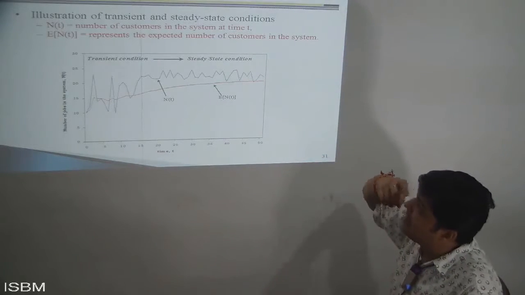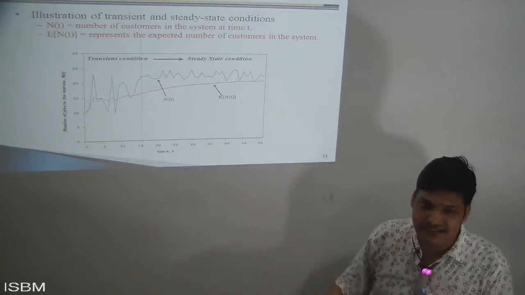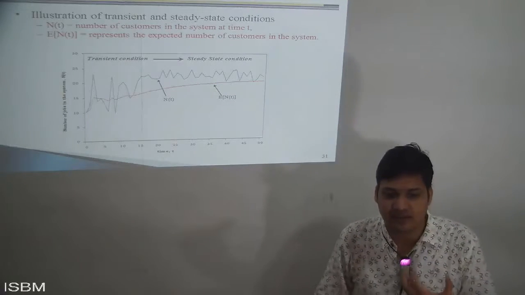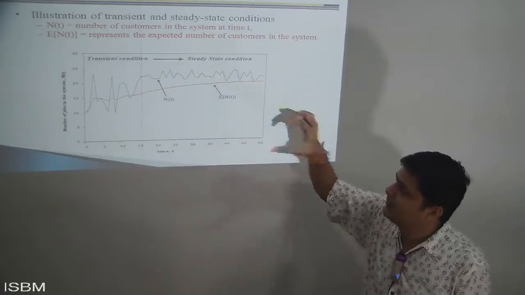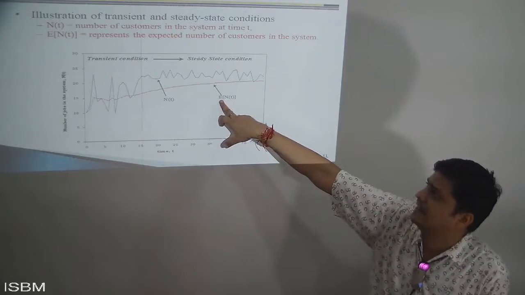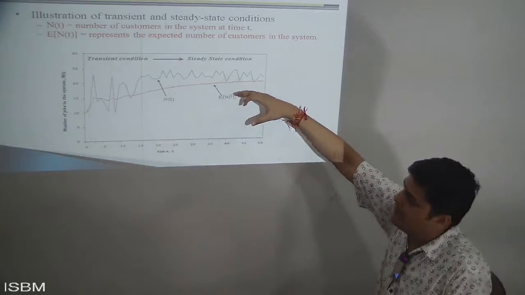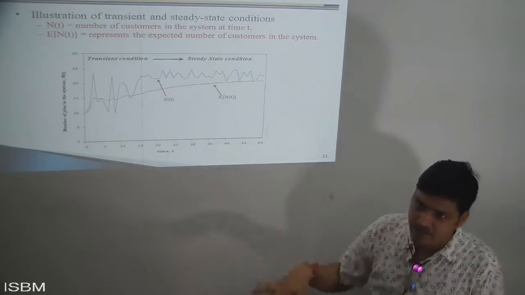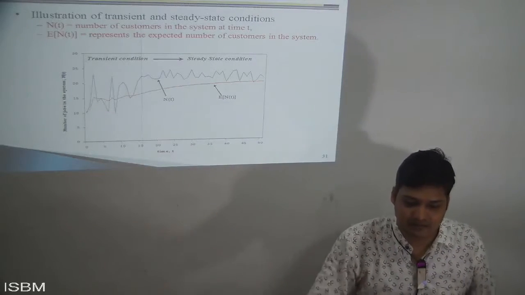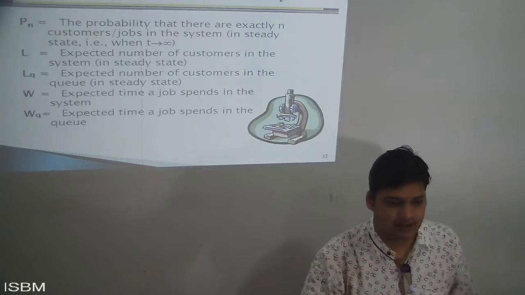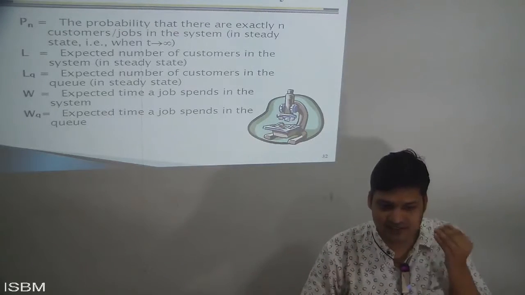E[N(t)] represents the expected number of customers. It is an expectation. E is nothing but expectation, just keep in mind E stands for expectation. So the expected number of customers may go up, may go down, may go flat. It is expected. Next, the notation for steady state analysis.